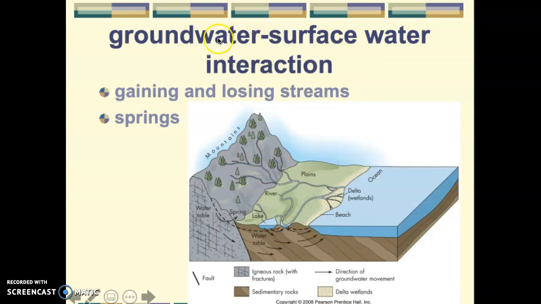So that leads us to groundwater surface water interaction. We've mentioned this already, but we have gaining and losing streams. In Illinois, our streams are pretty much all gaining streams, which means they gain water from the groundwater system. Lake Michigan gains water from the local groundwater system. And when water comes directly out of the ground, we refer to that as a spring.